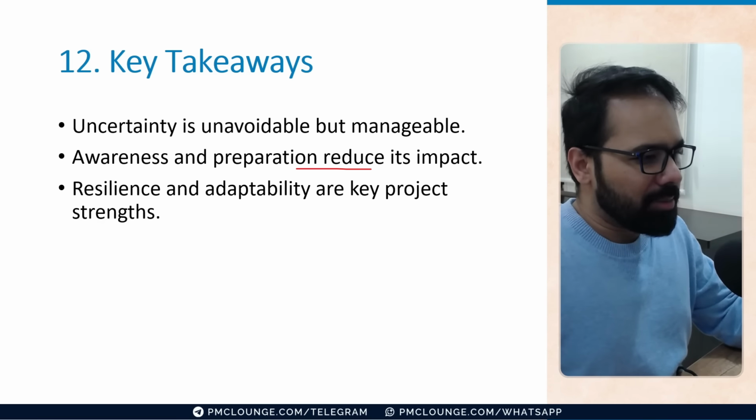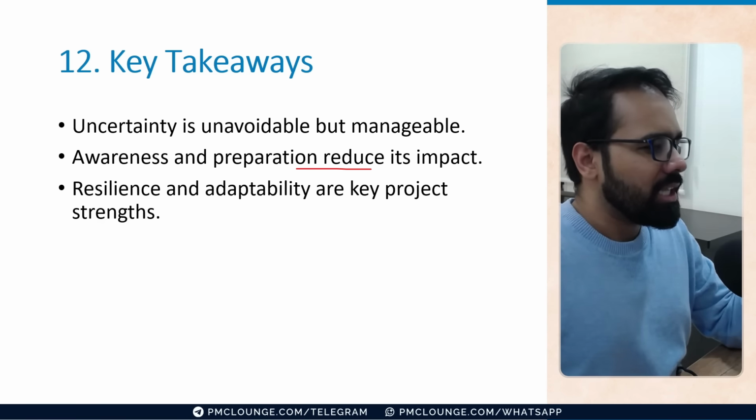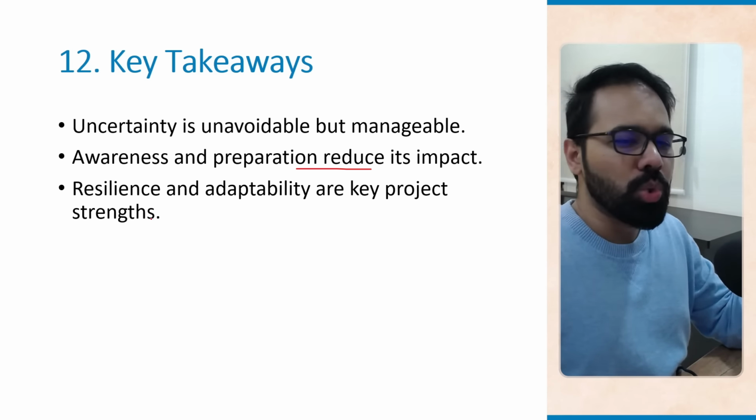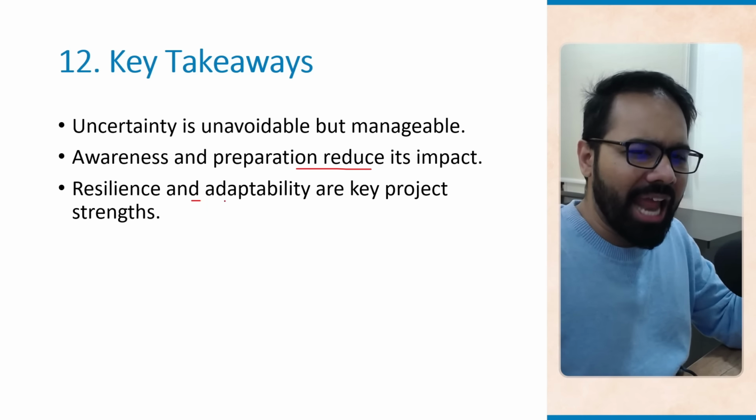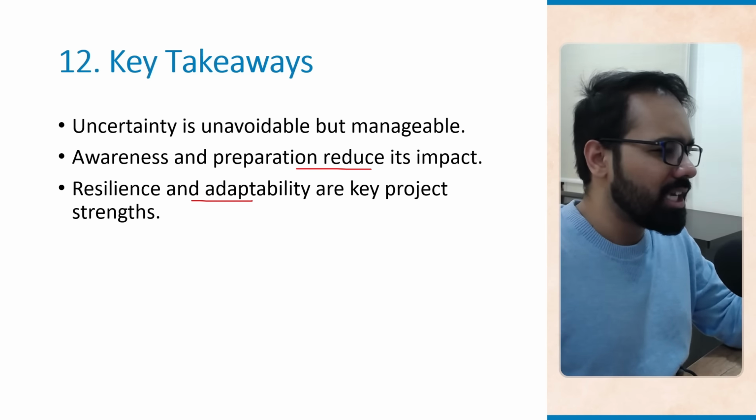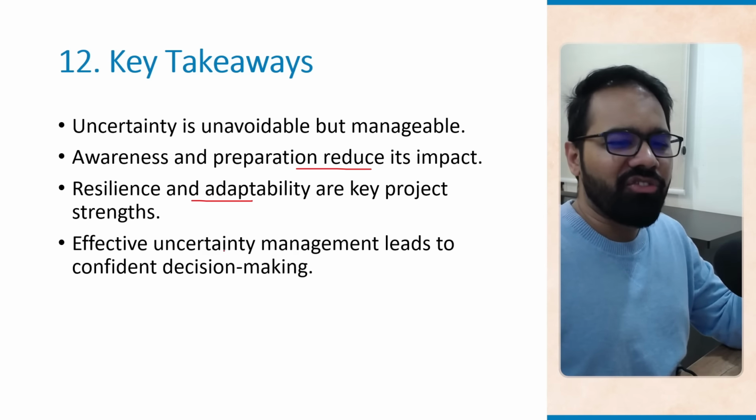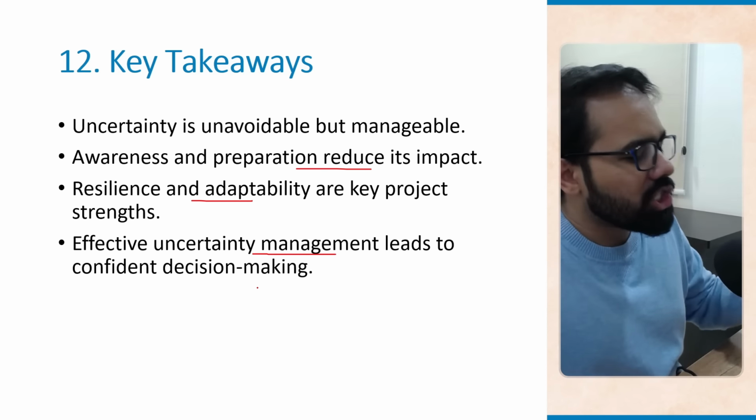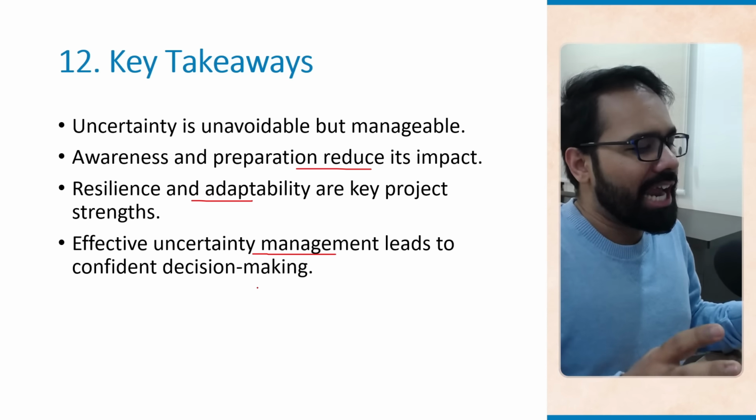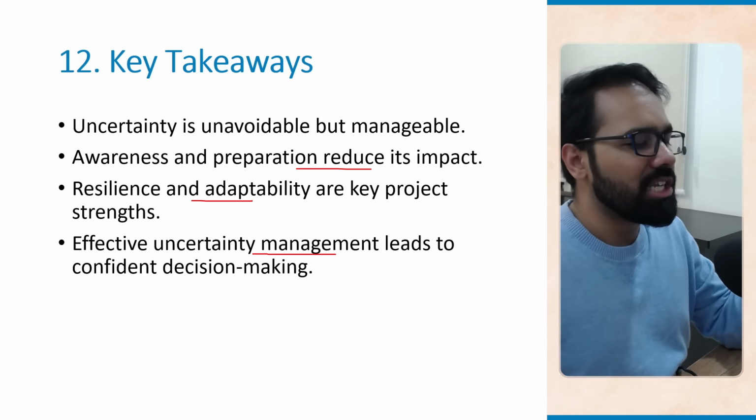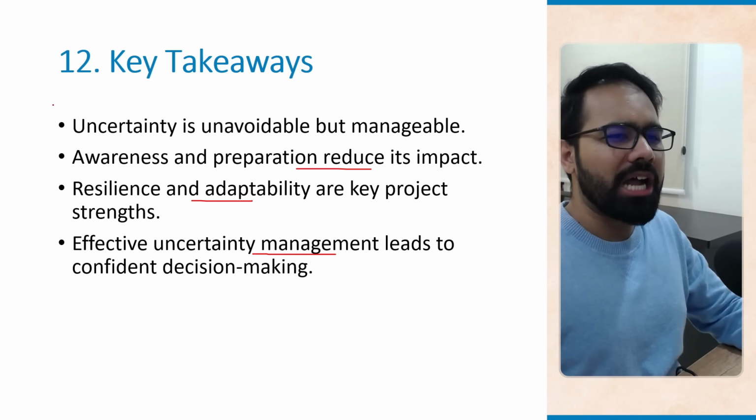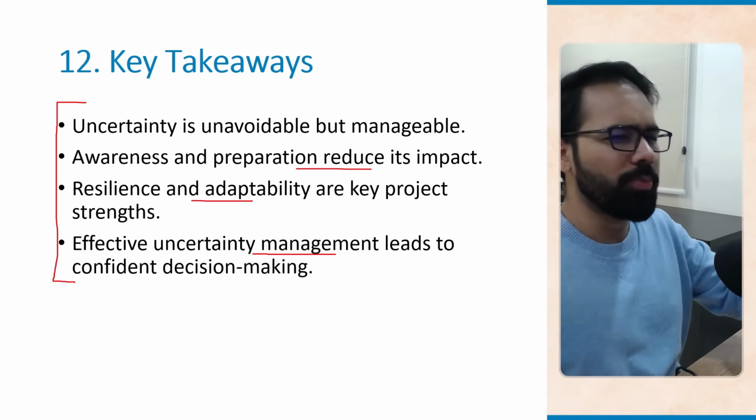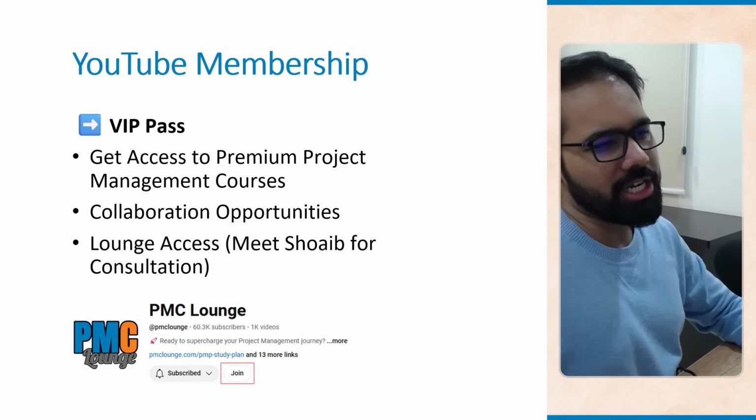Resilience and adaptability are key project strengths that help teams bounce back from unexpected issues, and that too quickly. So resilience and adaptability, they are the key project strengths. Finally, effective uncertainty management leads to confident decision making, keeping the project aligned with business objectives even in changing conditions. So, those are the key takeaways from the uncertainty performance domain. I hope you were able to understand the uncertainty performance domain.